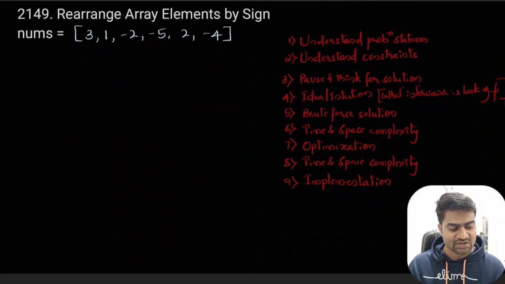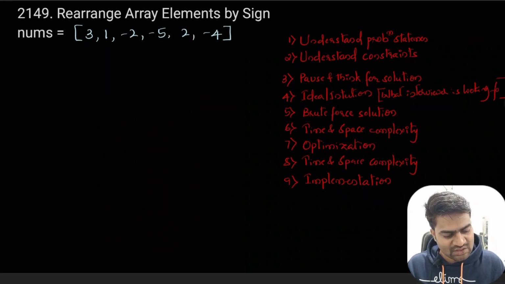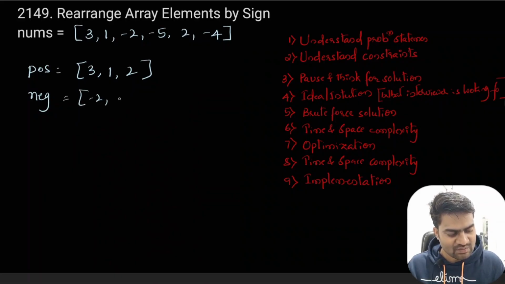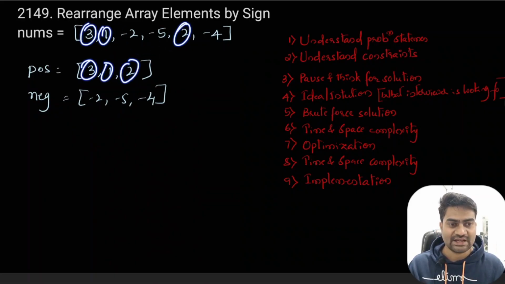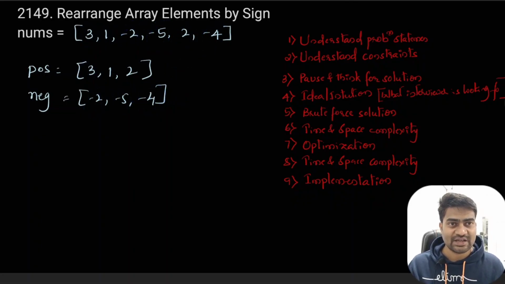If we want to rearrange this, what is the simple straightforward thinking we get? Basically, we will take out all the positive numbers, take out all the negative numbers, then club them together. So I will simply take out the positive numbers. Positive numbers will be 3, 1 and 2. Then I will take the negative numbers, that will be -2, -5, -4. I am taking them in the same order that they appear in the main array, including the negative numbers.